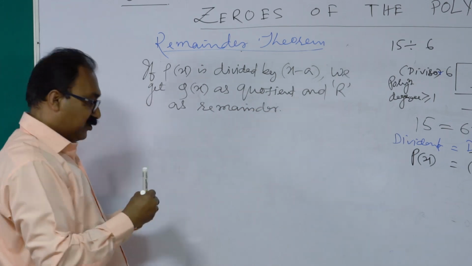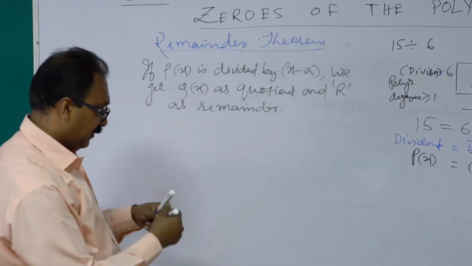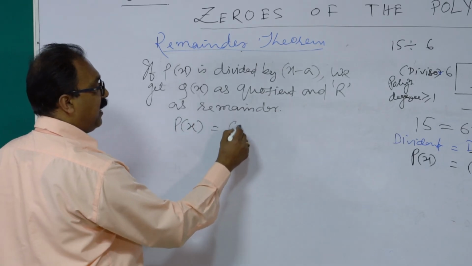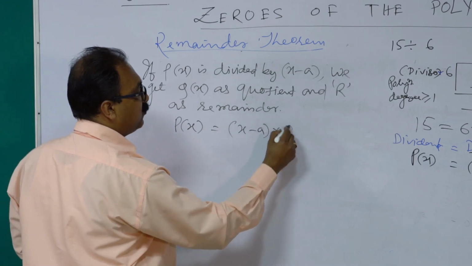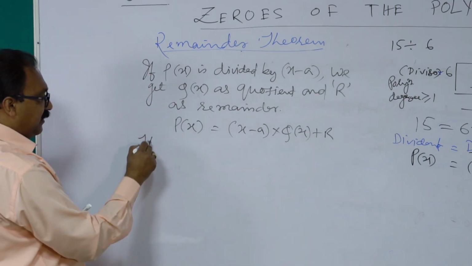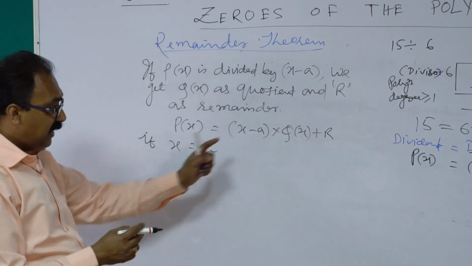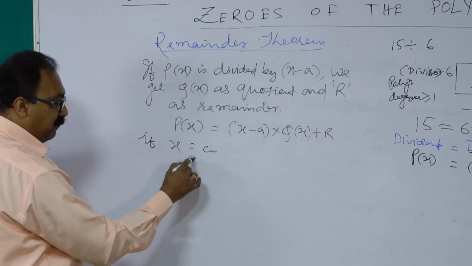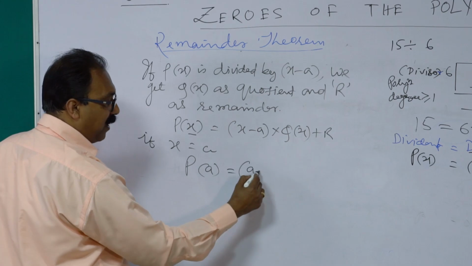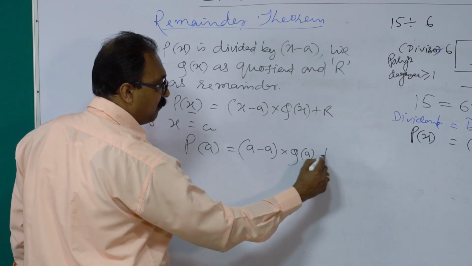This is the statement of the remainder theorem. But how can you apply it in an example? Look at here. I am writing the formula p of x equals x minus a into q of x plus r. If I consider x equal to a, what will happen? I consider the x value a. So what is this? P of a is equal to a minus a into q of a plus r.